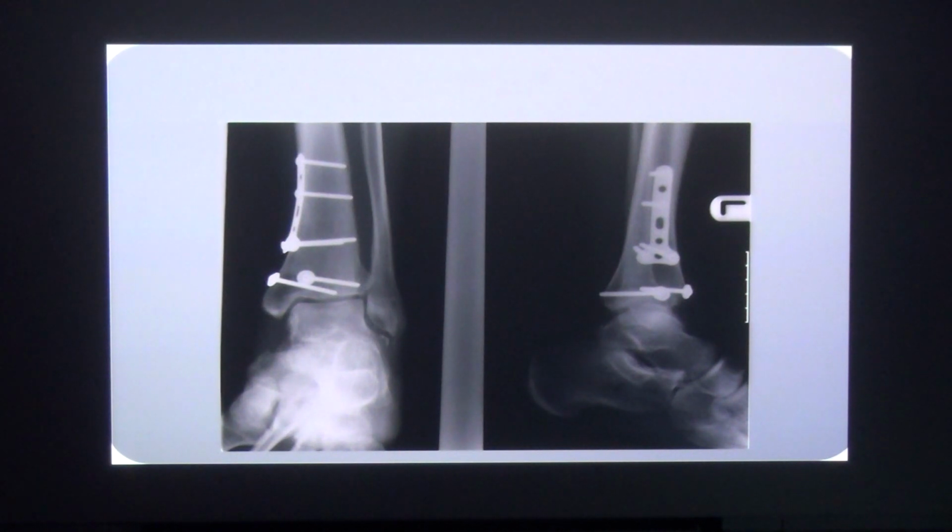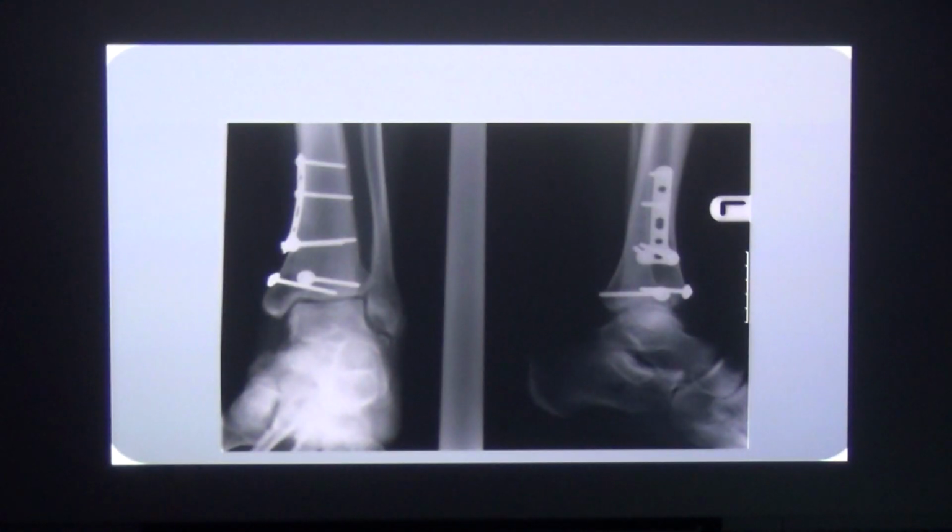And more importantly, what's the mode of stability? Sorry, mode of fracture healing. Mode of stability: is it absolute or relative? Absolute, right? So there's going to be no strain. There's definitely not going to be any callus.